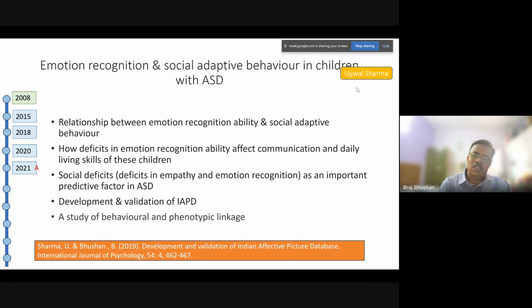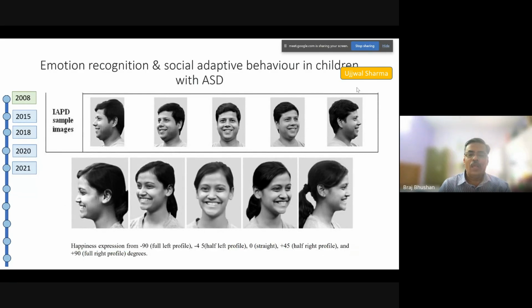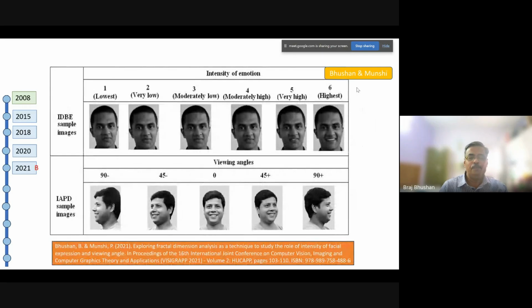So issues such as deficit in empathy and in emotion recognition were the primary target. On the bottom, you can see the year when we published it. So this was the database. We took the expressions from 5 different angles, and Professor Brajesh Prasad is here in this workshop. He along with me and many others, this team even took this work to a different height. I'll come to it a little later.